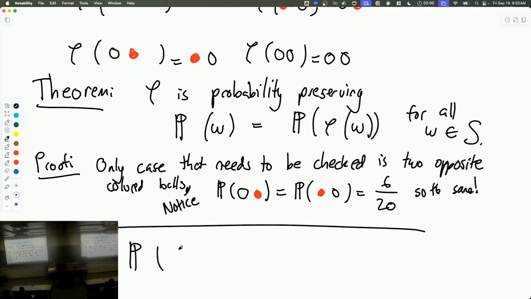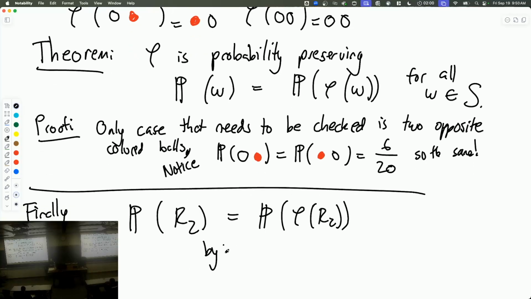The probability of R2 is the probability of phi of R2 by the theorem. The theorem says that if you apply the function phi, the probabilities don't change. We proved it for every individual element, but that would also work for every set because every set is made of a combination of all the elements. So if you want to know the probability the second ball is red, you could instead find the probability that phi of the second ball is red. Those are the same probability by the theorem. And phi swaps the second and the first ball, so that is exactly R1. This is by the definition of phi.